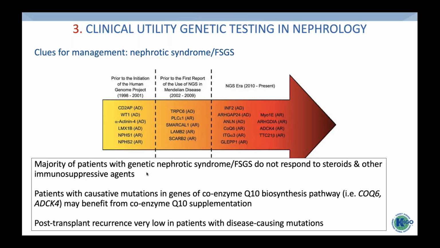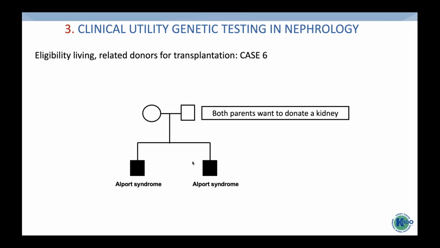And also it's important that if you do transplantation, the recurrence of disease in these patients is very low, which is in contrast to patients with a non-genetic cause of nephrotic syndrome, where the recurrence after transplantation is much higher. Finally, also important for genetic testing in nephrology is to look at the possible eligibility of donors in the family for transplantation.